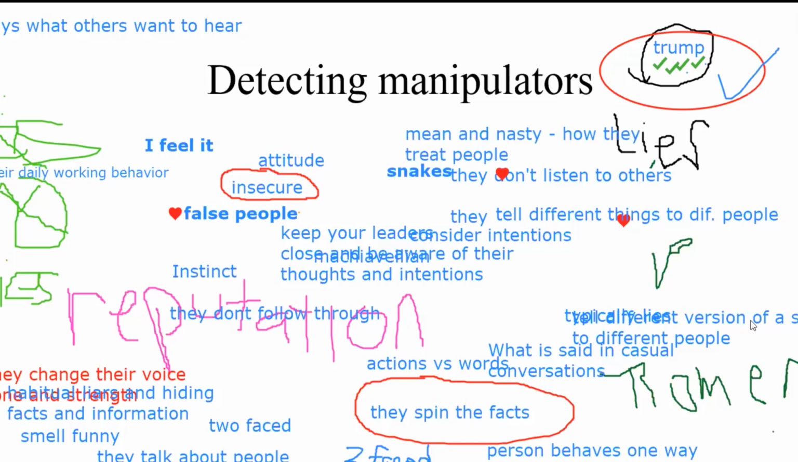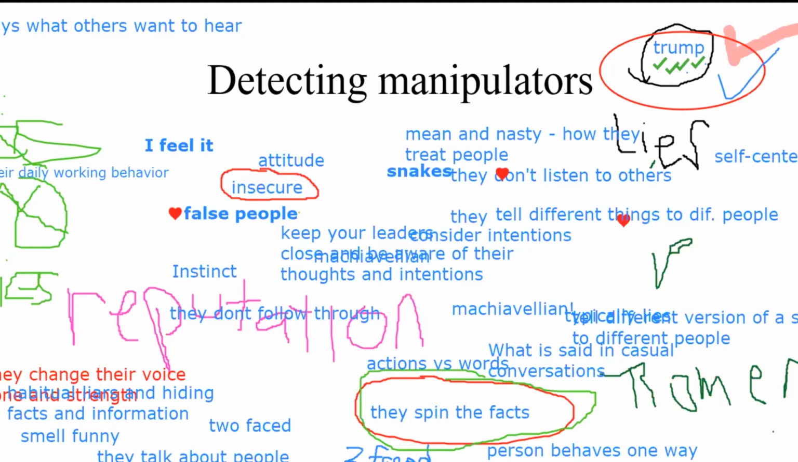Something different version of the situation. Different people. Yes, I think that's absolutely right. Don't listen to others. Daily work behavior. Lies. Absolutely. Behaves one way with upper management, another way. Yes, we're going to talk about that in a second. Willfully ignorant.